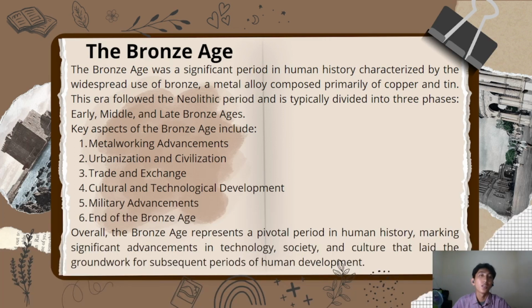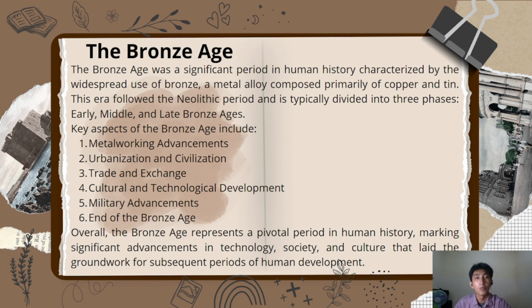The Bronze Age. The Bronze Age was a significant period in human history characterized by the widespread use of bronze, a metal alloy composed primarily of copper and tin. This era followed the Neolithic period and is typically divided into three phases: early, middle, and late Bronze Age.